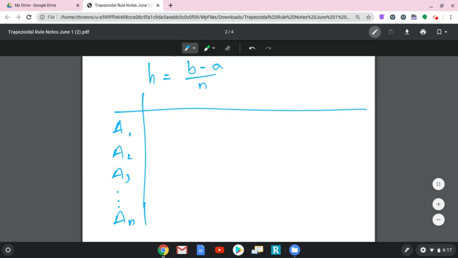Now, how am I going to use that to help me out? Well, let's think about this. Area 1 will always be, the height we already know. The area will be 1/2 b minus a over n, right? Times the function value at a. Function value at a means the y value at a. If you were talking about any function, f of a represents the y value when x is a.